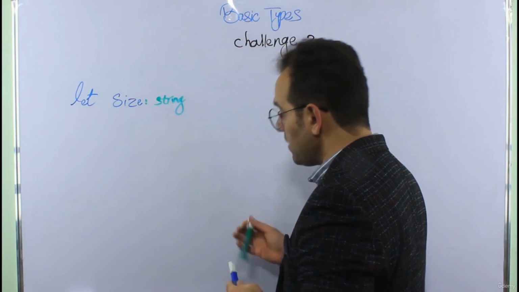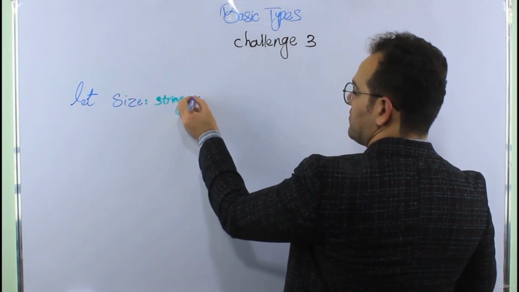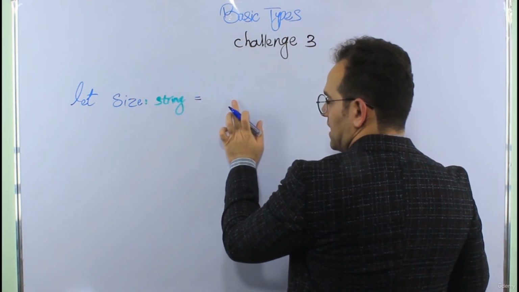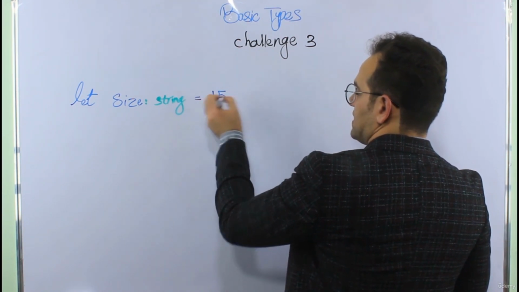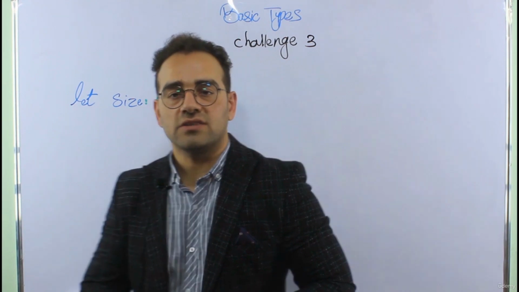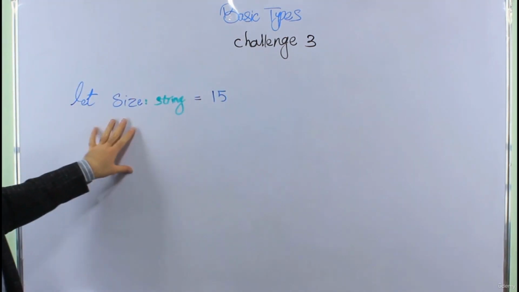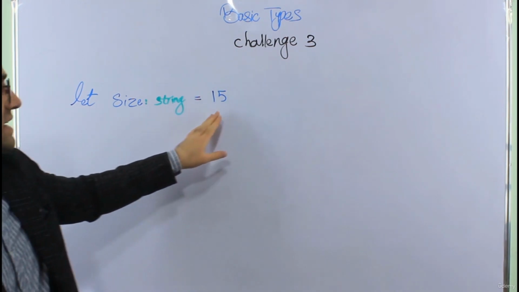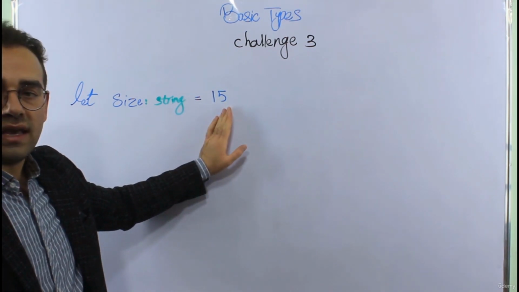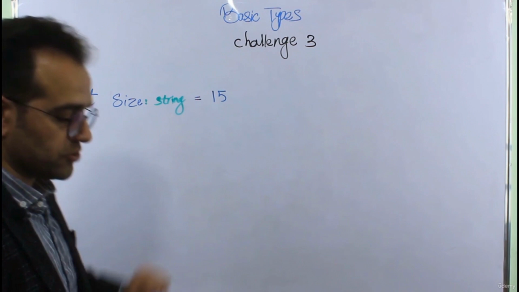Now, when the type of size is string, the only data type that it can accept is a string. It cannot accept a number. As soon as you do this, it is going to throw a compilation error saying type number is not assignable to type string.